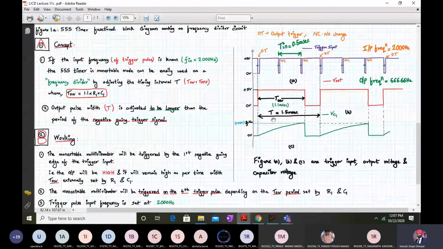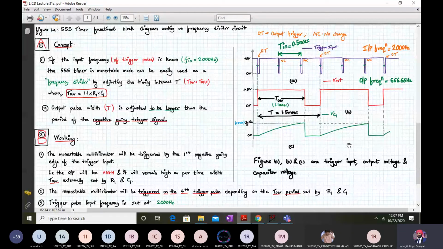If it had charged to 2/3 VCC, it would have discharged instantaneously after the T on period. That's why this trigger pulse will have no effect on the output. This trigger pulse will act only when the output is low. It will make it immediately high. But when the output is high, it has no effect. So that's why the second trigger pulse has no effect. Even the third trigger pulse has no effect. Just a small time after the third, the output goes low, because the capacitor voltage has reached 2/3 VCC. Now it will instantly discharge.